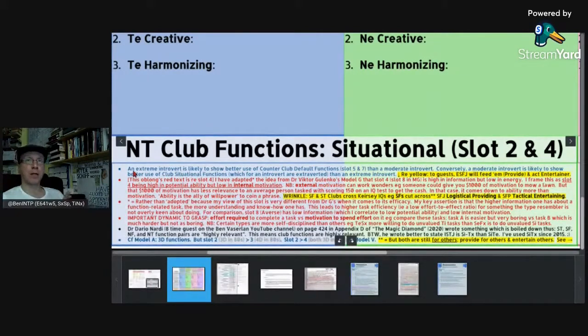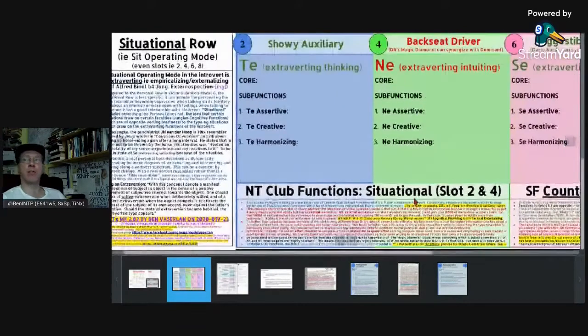This bit I'd like to mention. An extreme introvert is likely to show better use of counter club default functions, slots 5 and 7, than a moderate introvert. Conversely, a moderate introvert is likely to show better use of club situational functions, which for an introvert are extroverted, than an extreme introvert. That's just an assertion by me.